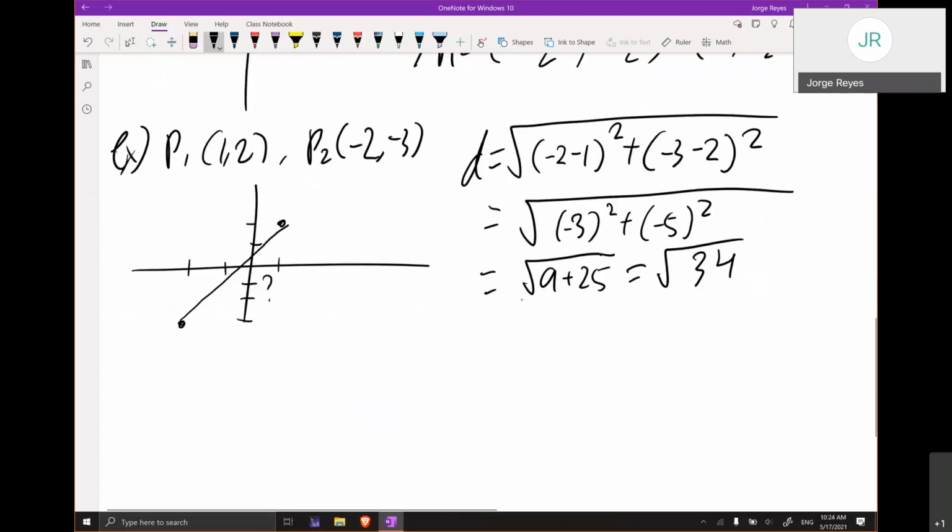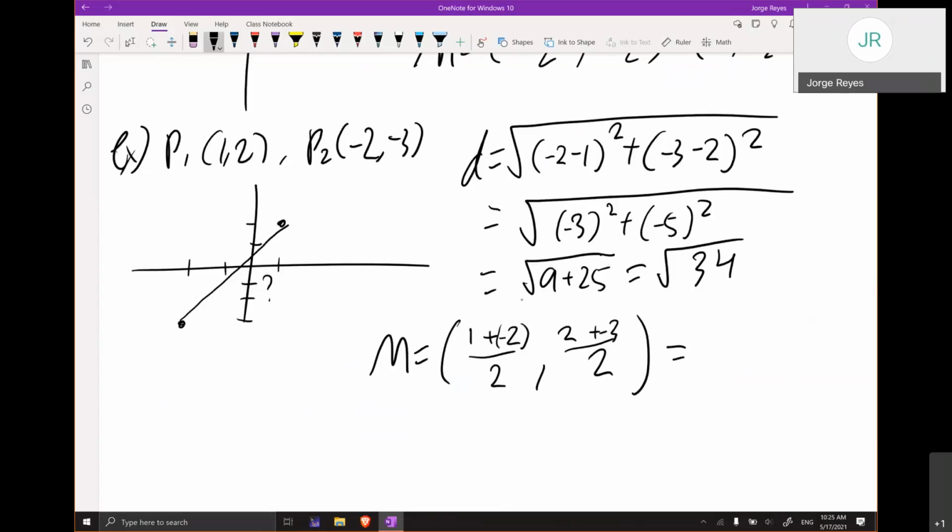And the midpoint is 1 minus 2 over 2 and 2 minus 3 over 2. Technically it should be plus negative 2 if I want to be super careful plugging into the formula, but it's okay if you don't do that.